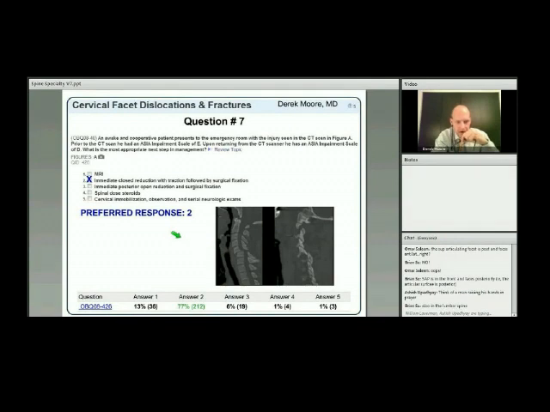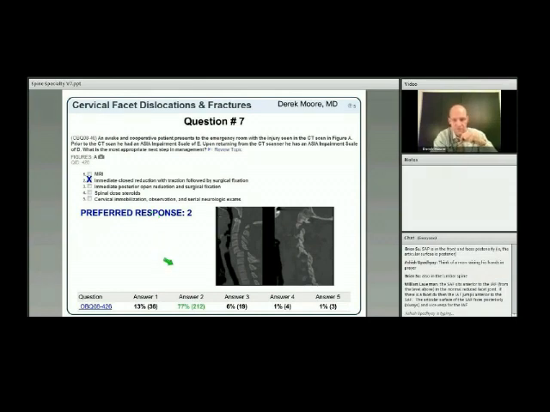All right, so going back to our question. Again, we had an awake and cooperative patient. We had a bilateral facet dislocation with progressive neurologic deficits. Again, you ask those two questions. Is he awake and cooperative? The answer is yes. Does he have severe neurologic deficits or progressive neurologic deficits? The answer is yes. So you want to go to immediate closed reduction followed by surgical stabilization. 77% of you got that correct.